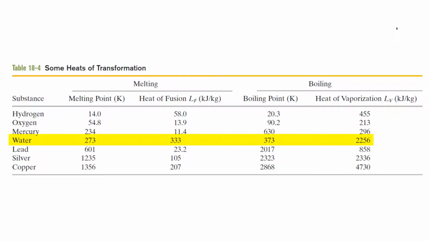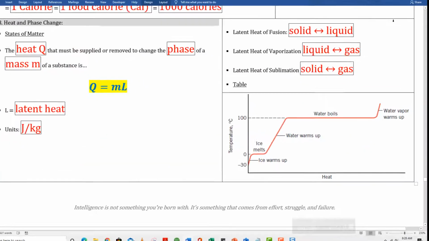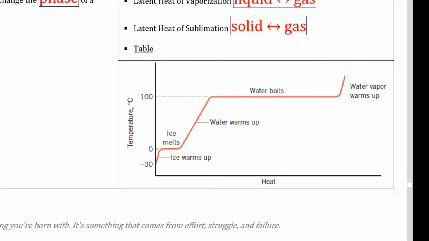Again, look at water. If I have a kilogram of water and I want to change it from a solid to a liquid, I need to add 333,000 joules of energy to do that. If I have a kilogram of water in the form of a gas, I need to remove 2,256,000 joules of energy to change it from gaseous water to liquid water. Finally, at the very bottom is a phase change diagram. This provides a lot of insight.